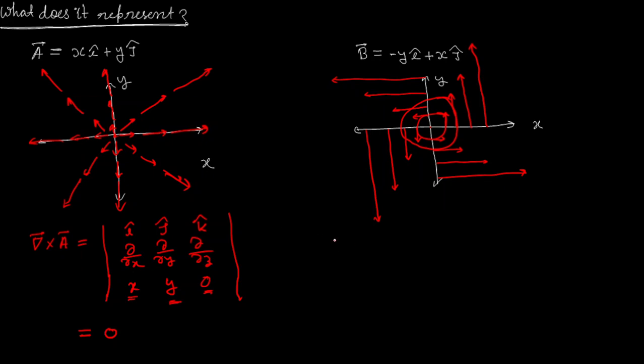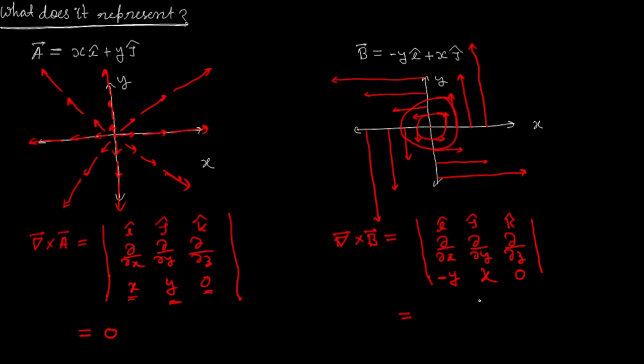And if we use the same definition here for the curl of B, what will we get? We get i cap, j cap, k cap, and then del by del x, del by del y, del by del z, and now the x component is minus y, the y component is x, and the z component is 0. In this case, if you calculate the i component, that will give you 0, the j component gives you 0, but if you calculate the k component, what will we get?